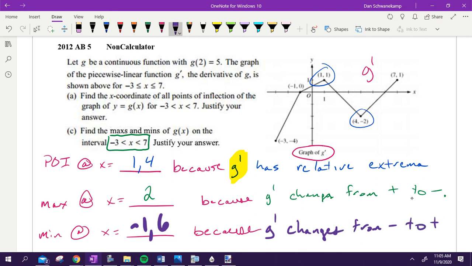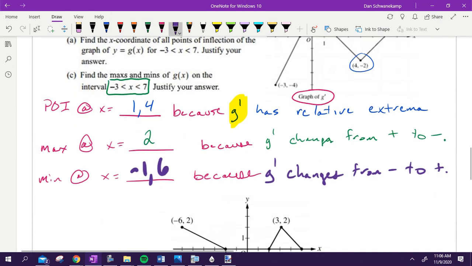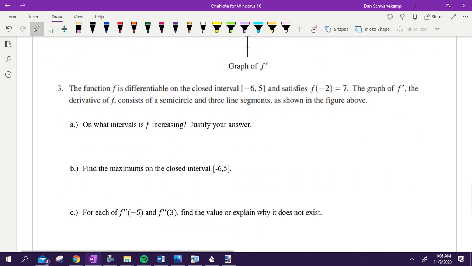It seems so silly, and at times I agree with you, but know that on the AP exam, for you to earn college credit, you cannot say it. You have to say G prime, so make sure you're doing that. Questions with anything here?